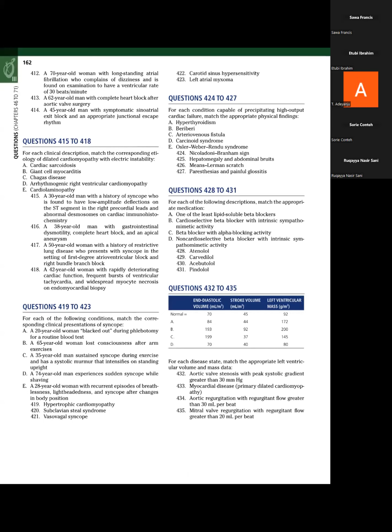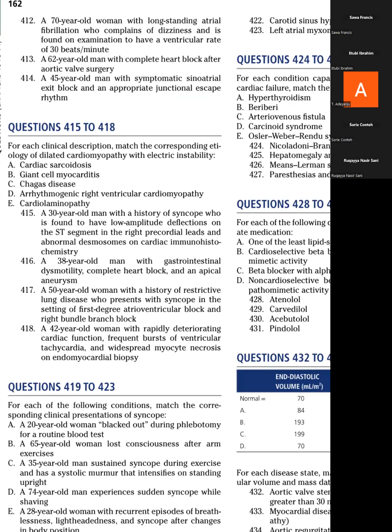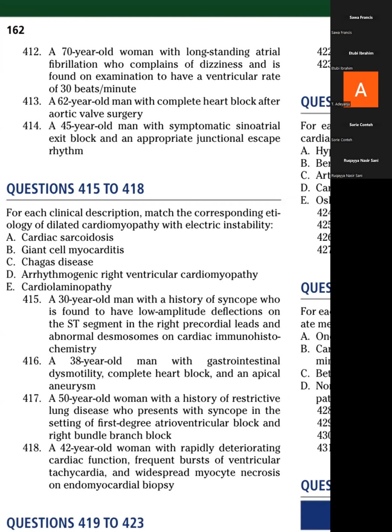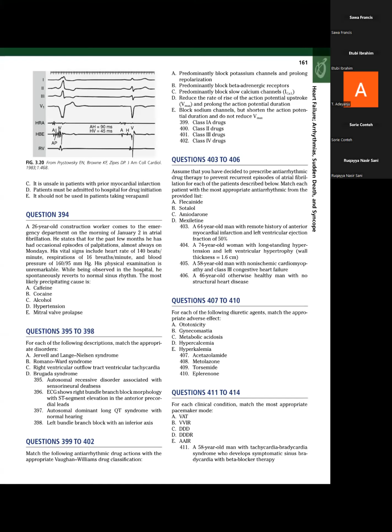So the last part of that we're to pick from, question 414 now, talks of a 45-year-old man with symptomatic sinoatrial exit block and an appropriate junctional escape rhythm. So for that one, please can you go back so that we can follow?